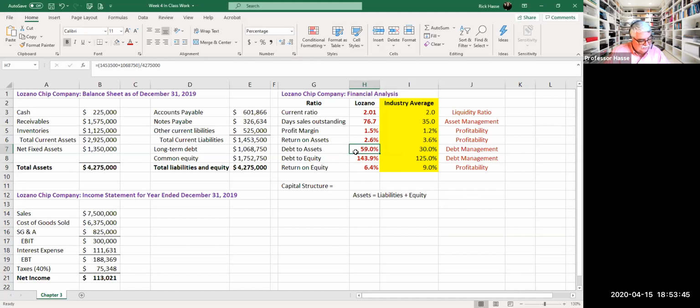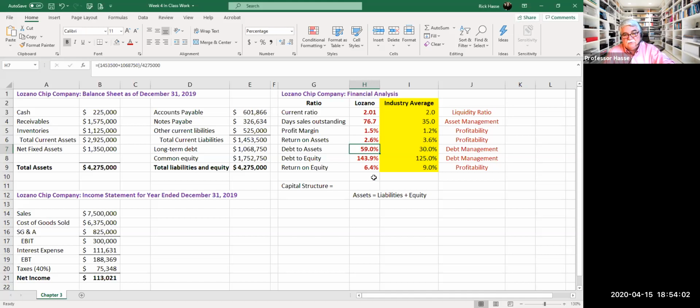In the textbook, they use the total debt to assets ratio as total debt to total assets. And that's what I included here, the total debt of current liabilities plus the total debt of long-term debt divided by the asset base of the company. It ends up being 59%.